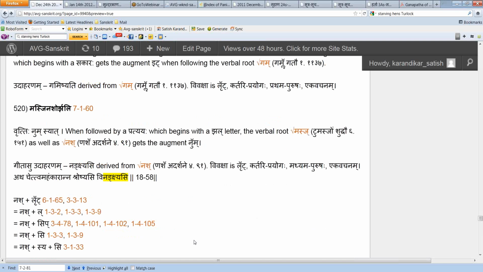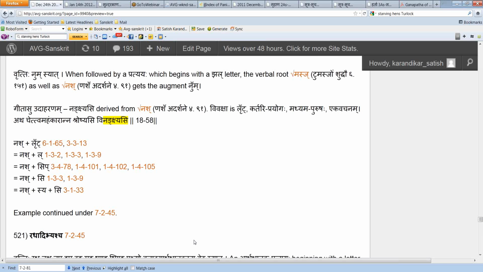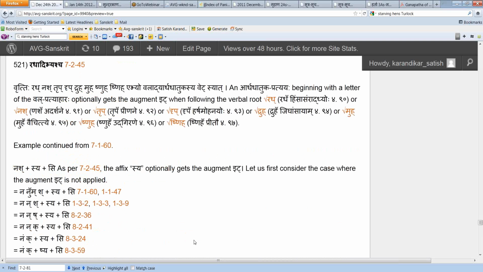So in the case where the idagama is not applied, we get the numa agamaha. 7245 is prescribing idagama optionally. When the idagama is not applied, then the pratyaya is jaladi, and we get the numagama. Of course, because midachontyat paraha, we get the numagama after the last ach, which is the akara in nash. We get na, na num shya sya ti. And anubandha lopaha by upadesha janunasika ithalantyam.